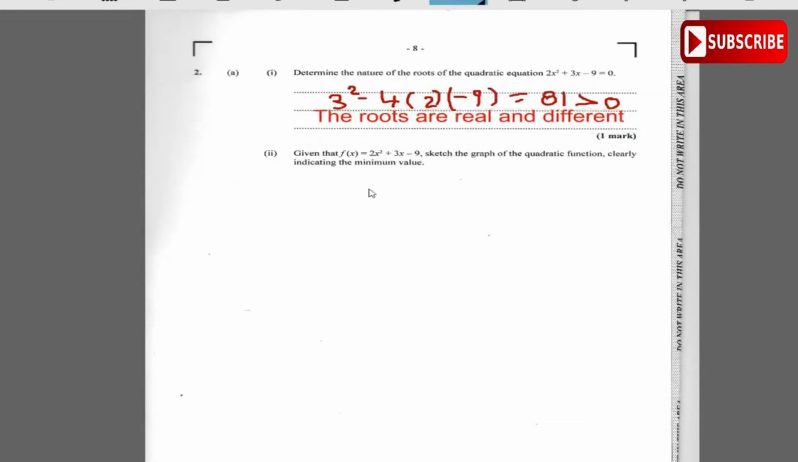It then goes further and says, given that f of x is this, sketch the graph of the quadratic function indicating the minimum value. Now, before I sketch the graph, I want to find the minimum value. The minimum value is yt, or some people like to call it k. The minimum value is 4ac minus b squared over 4a. That's how you find the minimum value.